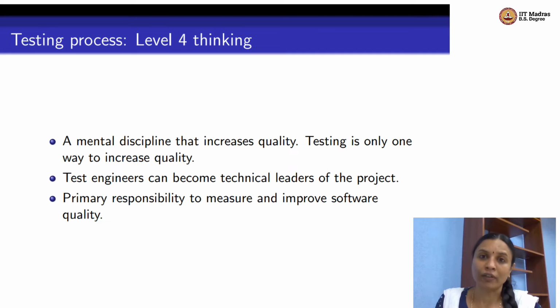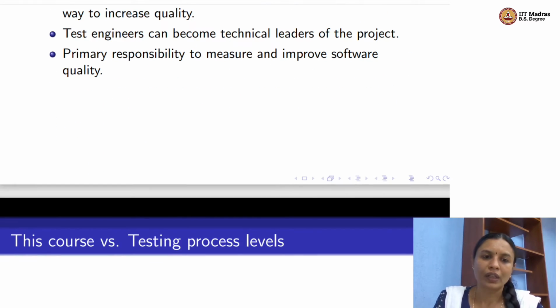Test engineers are developers. They become active components and leaders in the project, and their primary responsibility is continuous improvement of quality, which involves, in turn, continuous measurement of quality. Measurement of quality involves finding and eliminating defects, keeping track of the defects, ensuring that they are reduced over time as and when a software is mature. So that is level 4 thinking.